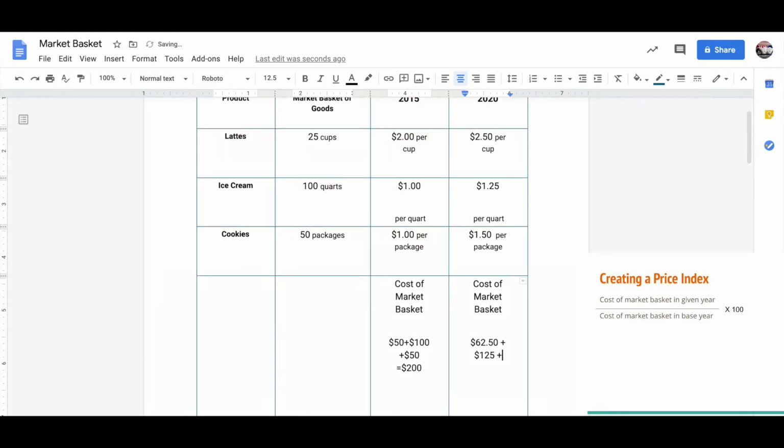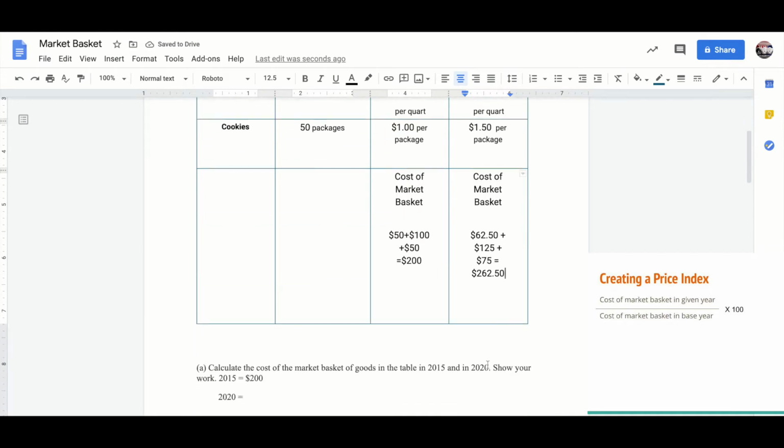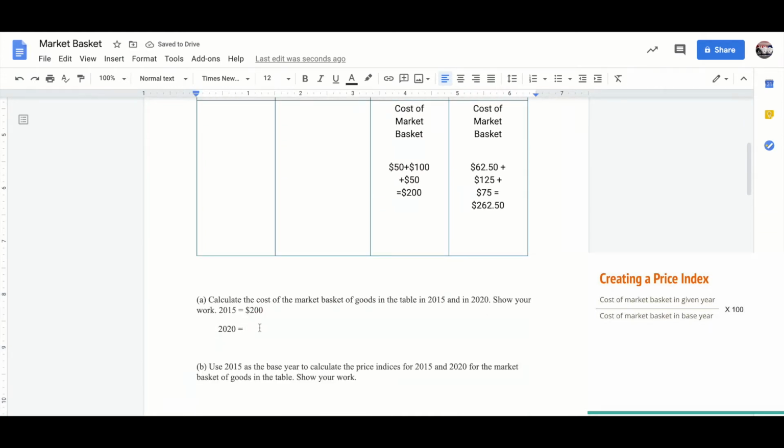And then finally, we're going to add to that 50 packages of cookies, and they cost $1.50 each, and that comes out to $75. And all together, now I need to add that up. I'm going to use my calculator. What is that? Oh, no, I'm not. That is $262.50. Okay, so prices have definitely increased.